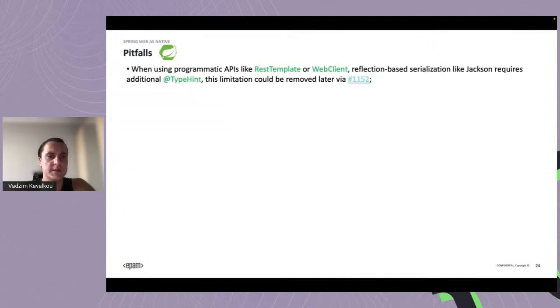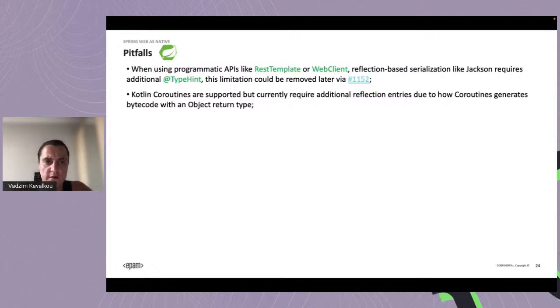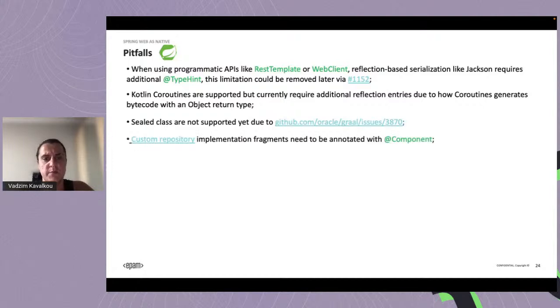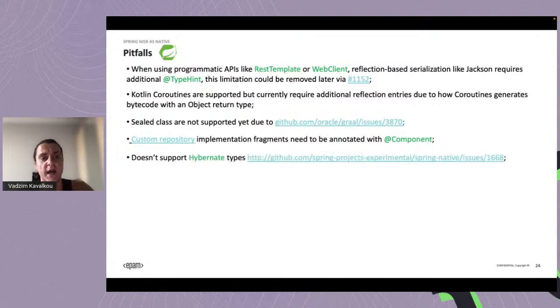Okay, what about the pitfalls? When using APIs like RestTemplate or WebClient, reflection-based deserialization like JSON requires additional type hints. Kotlin coroutines are supported, but currently require additional reflection entries due to how coroutines generate bytecode with an object return type. Sealed classes are not supported yet. Custom repositories should be annotated with the Component annotation. It doesn't support Hibernate types, and we had a discussion with Vlad Mihalcea.